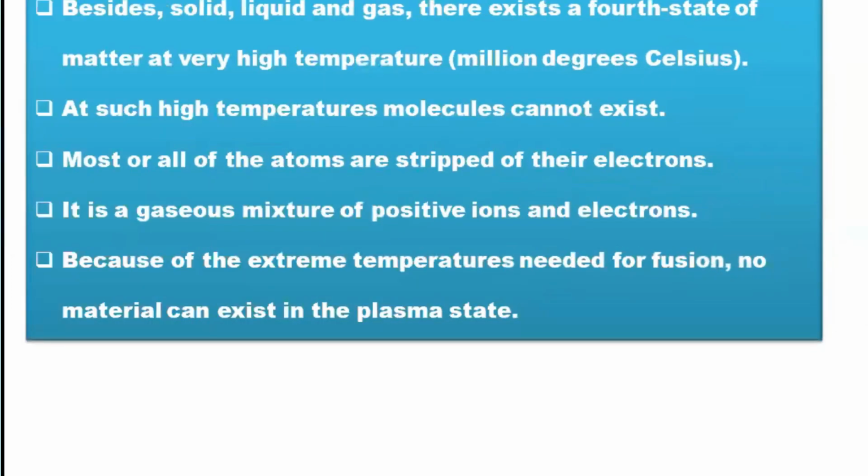The fourth physical state is the plasma state. Besides solid, liquid, and gas, there exists a fourth state of matter at a very high temperature, at millions of degrees Celsius. At such temperatures, molecules cannot exist. Most or all of the atoms are stripped of their electrons. It is a gaseous mixture of positive ions and electrons. Because of the extreme temperatures needed for fusion, no material can exist in the plasma state.